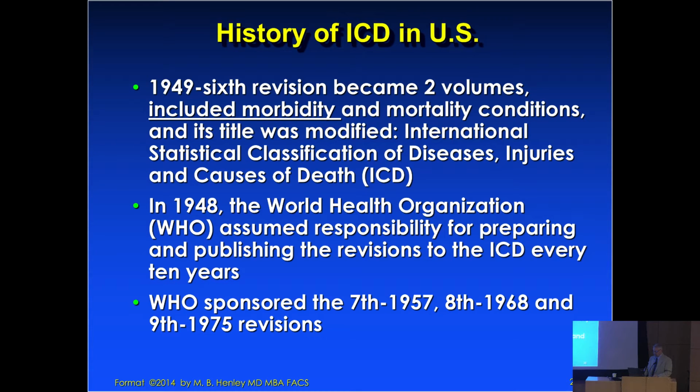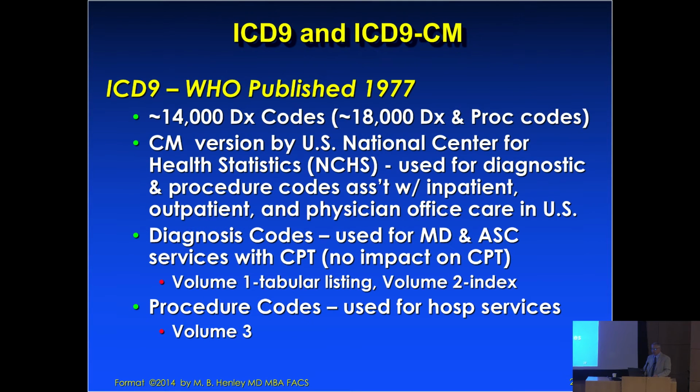You can see the 9th edition, which is the one we're using today, was revised in 1975, and we adopted it in 1977. It has 14,000 diagnoses codes and an additional 4,000 procedural codes, which the hospitals use to report physician services in the hospital.